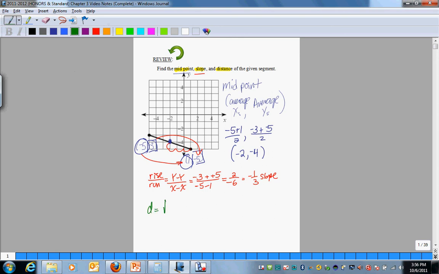And then for distance, distance equals the giant square root. We subtract the x's squared plus subtract the y's squared. So I'm going to do -5 minus 1, and then -3 minus -5. Double negative makes a positive. This is -6 squared. Plus +2 squared, all underneath the square root sign. -6 times -6 is 36, plus 4. So you add that up, we get 40. If you simplify, that's 2 root 10.